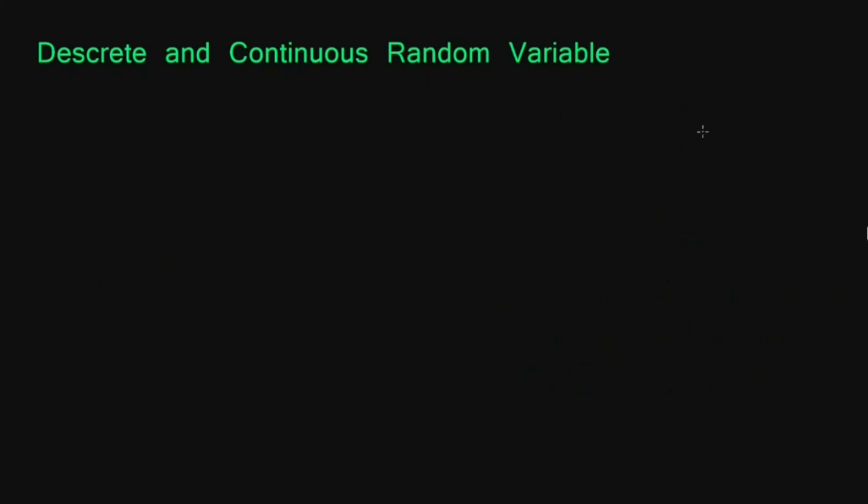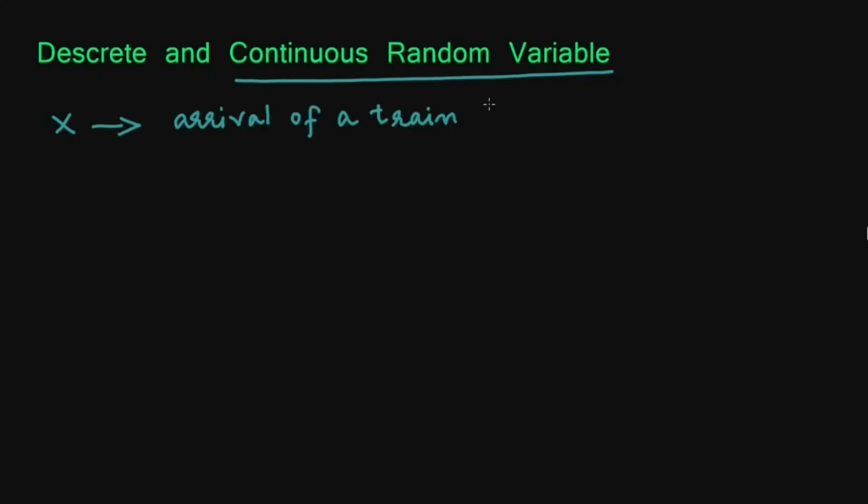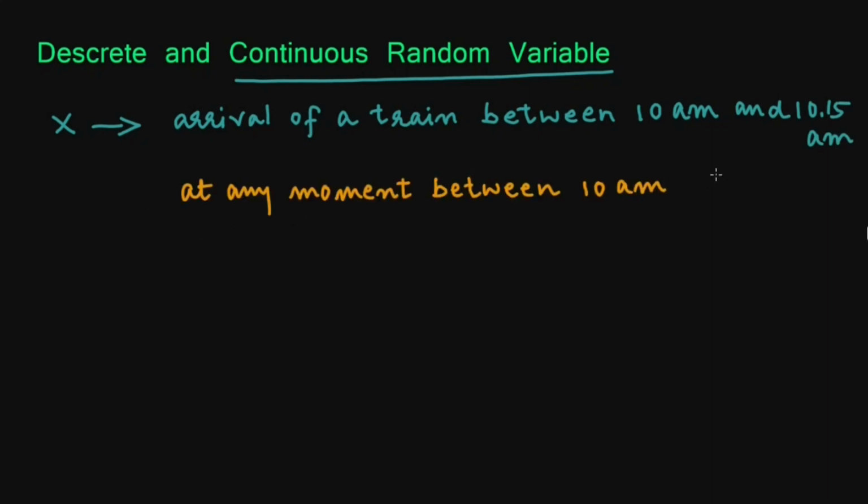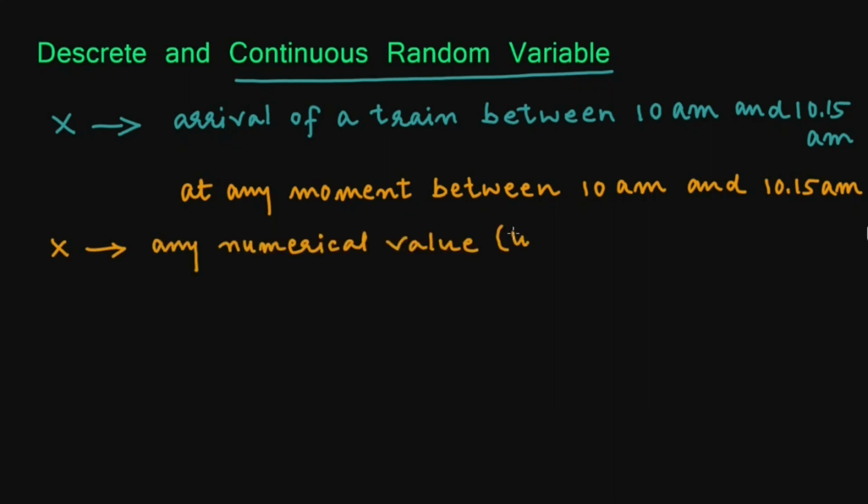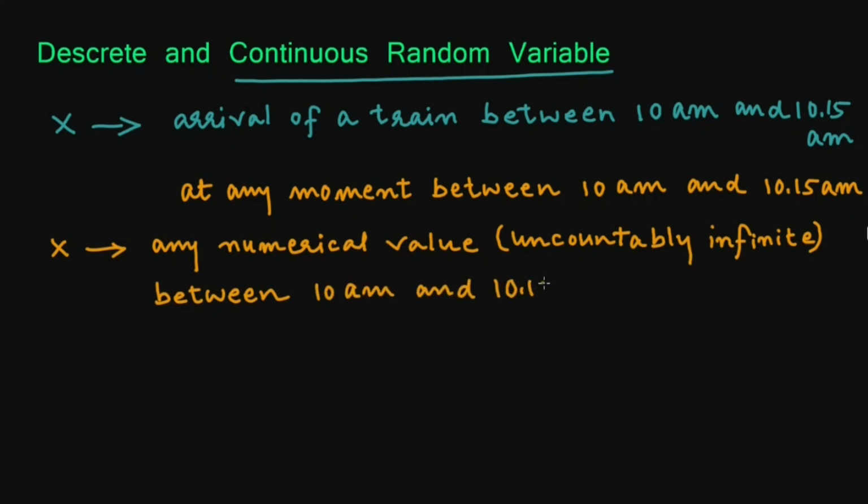Now we will see what is a continuous random variable. Suppose random variable X denotes arrival of a train between 10 a.m. and 10:15 a.m. Then it can arrive at any moment between 10 a.m. and 10:15 a.m. Here X can take any numerical value, uncountably infinite, between 10 a.m. and 10:15 a.m. In this case, random variable X is said to be continuous random variable.